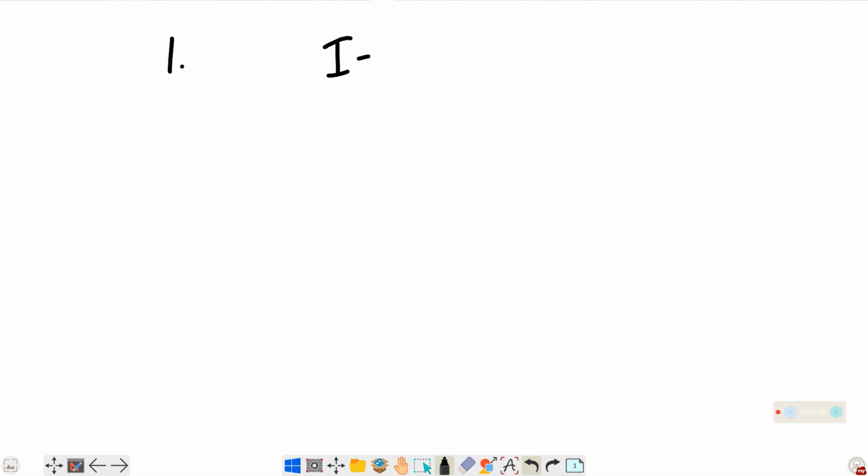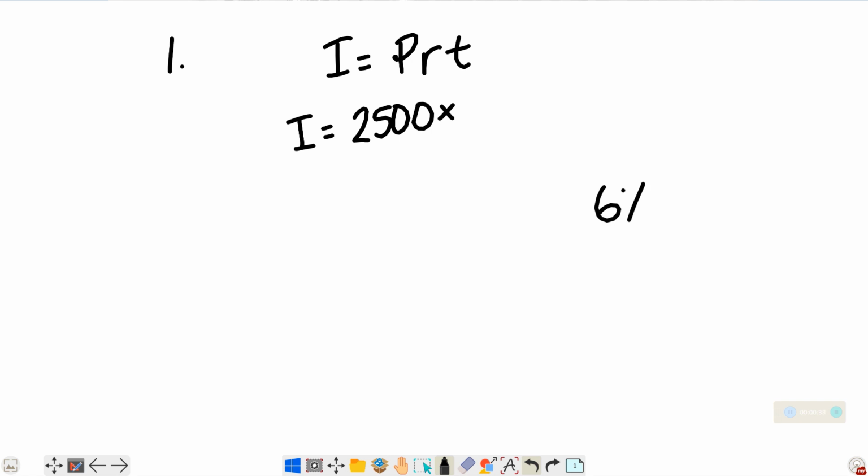The equation we use for these types of problems is I equals PRT. I stands for the interest, which is what we are looking for. P is the principal, and in this case, he borrowed $2,500. R stands for rate, which is the percent, but we need to write it as a decimal. So 6% becomes 0.06 when you are using it as a decimal.